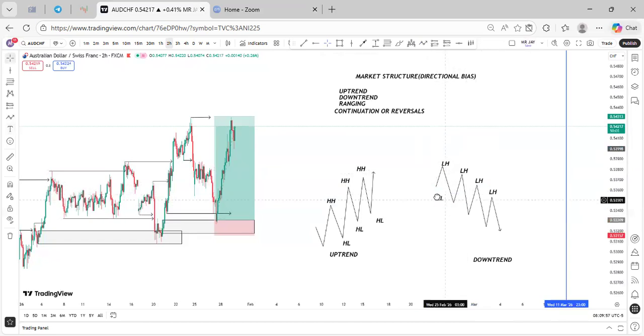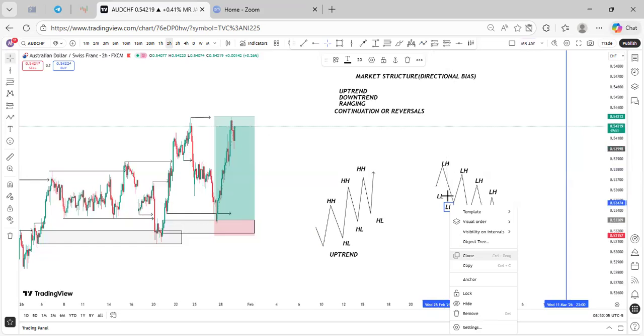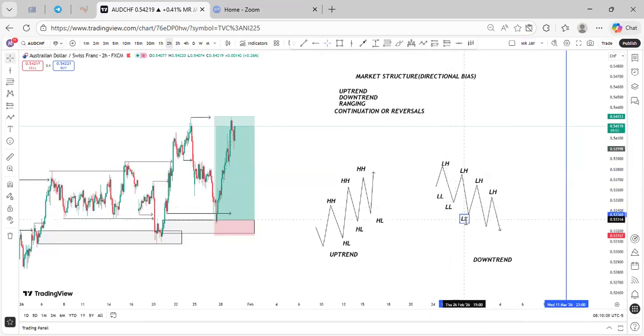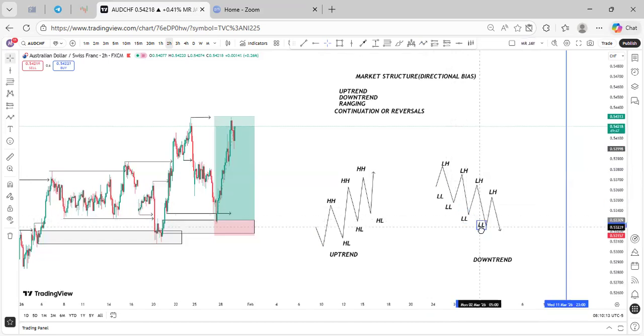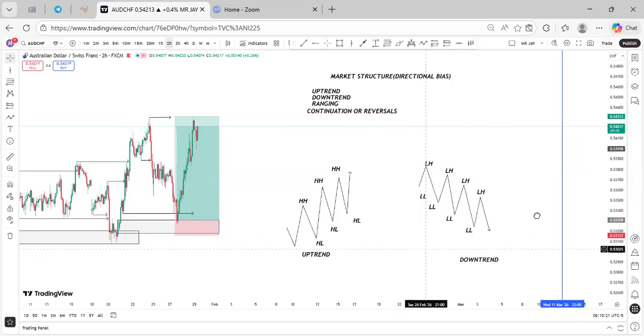While on the lows, we have lower lows, lower lows, lower lows, and lower lows, right? So this is what a downtrend looks like, guys. So we've been able to establish an uptrend and now also a downtrend, right? So guys, try and follow.